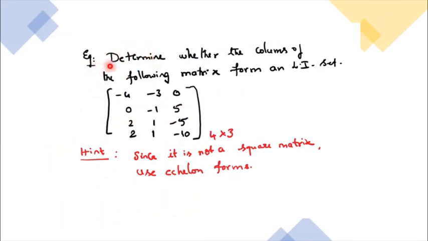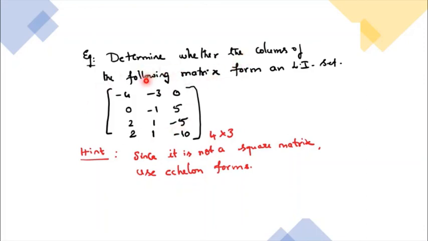You can solve it by the determinant of matrix method. Go through the next example. Determine whether the columns of the following matrix form an Li set. So here you are given a matrix. You are not given the vectors separately. So you have to determine whether the columns of this matrix are independent. The first column is minus 4, 0, 2, 2. The second column is this, and the third column. Take each one as a vector v1, v2, v3 and determine whether they form a linearly independent set or not.